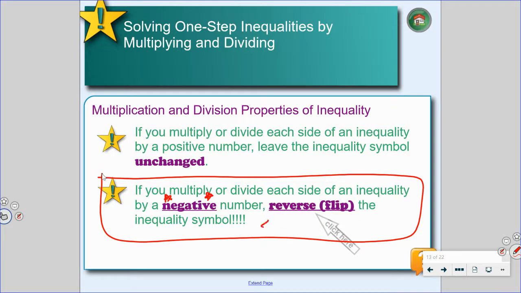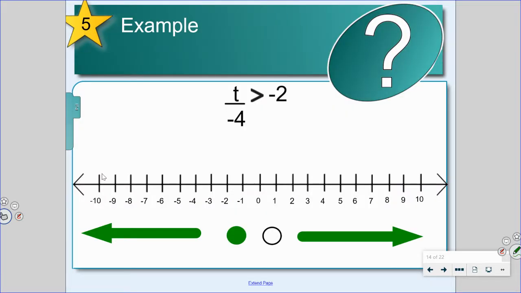So if you have a less than, it'll turn to a greater than. If you have a greater than or equal to, it'll flip around to a less than or equal to. Let's see how that works here. All right, so we want to get rid of division. We know the opposite of division is to multiply. Some of you prefer to put a 1 right there, and that's your call. But notice that multiplying by 1 doesn't change anything.